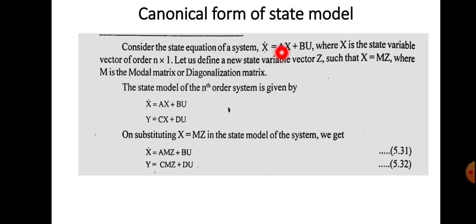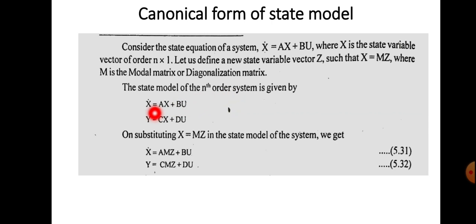Once the system matrix is not a diagonal matrix, we use a transformation, that is x equal to M into z, where M is the modal matrix or diagonalization matrix, and this is used to diagonalize the matrix A. For that we are using the transformation x equal to M into z. That is the thing here.